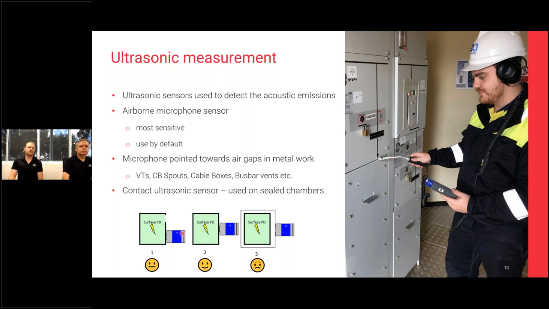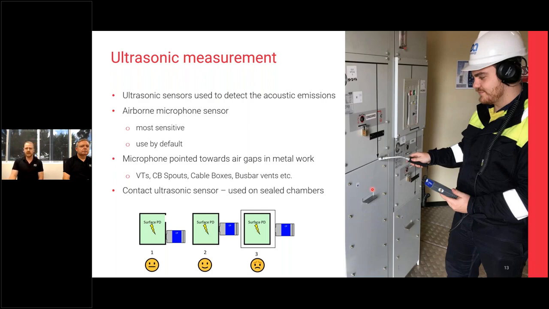We also have what we call a contact probe. Could you pass me the contact probe, please? So we also have a contact probe. This here is a magnetic probe that is placed onto the outside of the metalwork. And what it will do is it will listen for the exact same activity. It will listen for arcing and sparking going on inside the chamber.